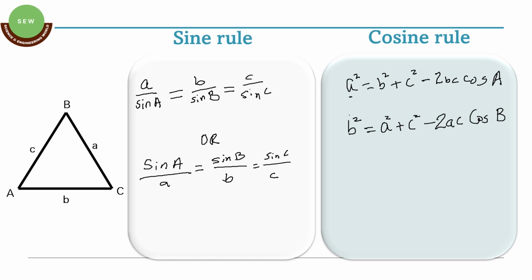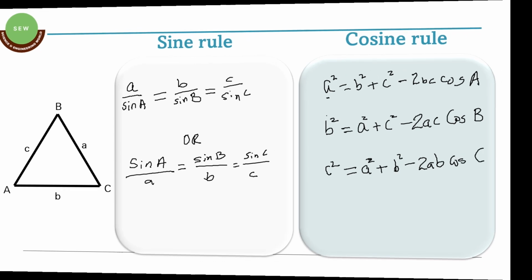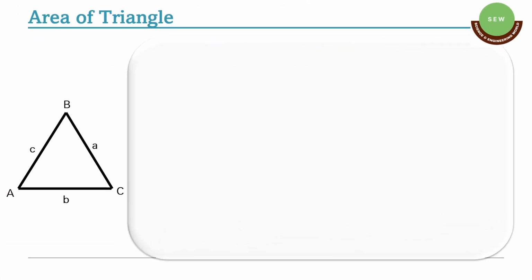So we can also write for the third one and say C squared equals A squared plus B squared minus 2AB cos of C as capital. By now we should be able to find all the 6 properties of any triangle at all.